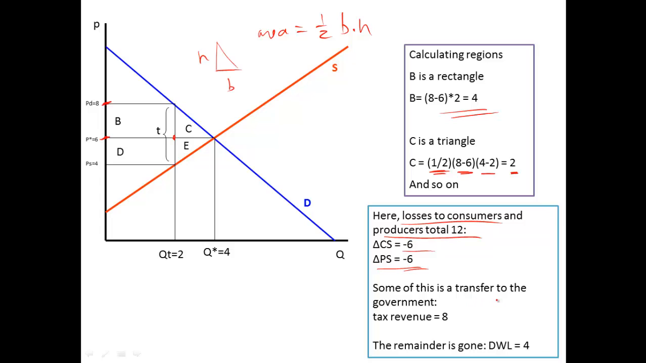Some of this is a transfer to the government. Tax revenue is 8. Well, how do I know that? I know that because this vertical distance, 8 minus 4, is 4. Horizontal distance is 2. 2 times 4 is 8. But the remainder, so of the total 12 that got lost, 8 went over to the government, but 4 is just lost. And so 4 is deadweight loss. And by the way, that's also the sum of regions C and E.